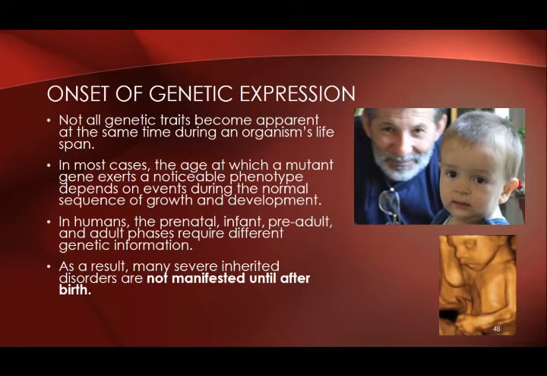Onset of genetic expression. Not all genetic traits become apparent at the same time during an organism's lifespan. In most cases, the age at which a mutant gene exerts a noticeable phenotype depends on events during the normal sequence of growth and development. In humans, the prenatal, infant, pre-adult, and adult phases require different genetic information. As a result, many severe inherited disorders are not manifested until after birth.